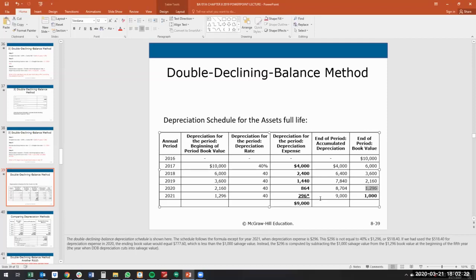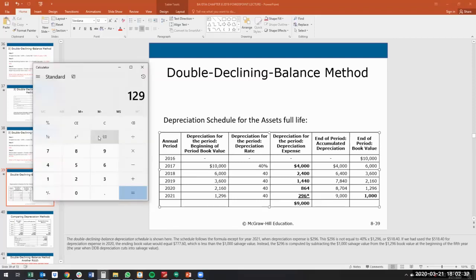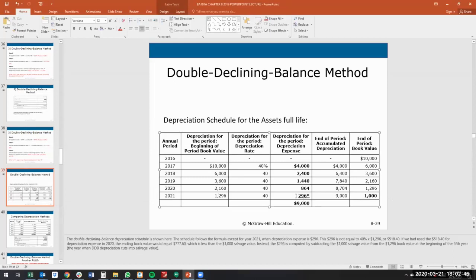Based on our calculations, we know that the salvage value is 1,000. So even if we recalculate this, 1,296 times 0.4, we get 518. But we can't recognize that because that's higher than our salvage value. So we're going to cap it at 296. So we true it down to our salvage value. So this is another trick question that could be asked, right?